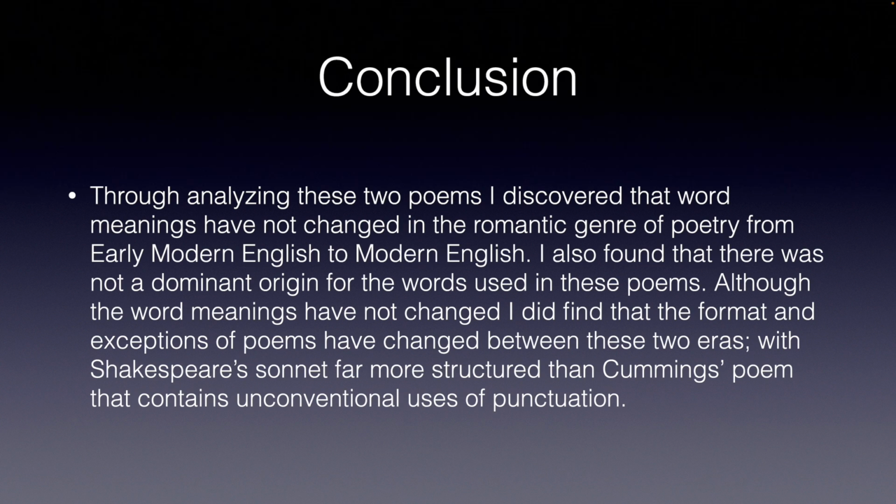And we are finally to the conclusion. My conclusion for this project is, through analyzing these two poems, I discovered that word meanings have not changed in the Romantic genre of poetry from early modern English to modern English. I also found that there was not a dominant origin for the words used in these poems. Although the word meanings have not changed, I did find that the format and expectations of poems have changed between these two eras, with Shakespeare's sonnet far more structured than Cummings' poem that contains unconventional uses of punctuation.